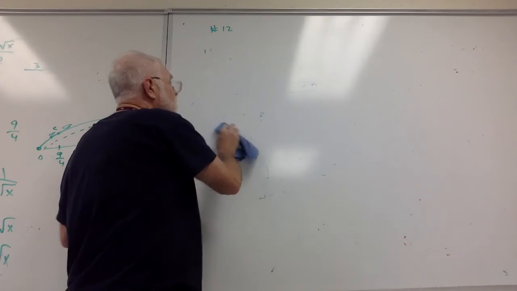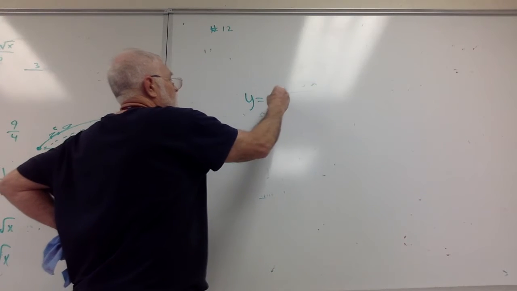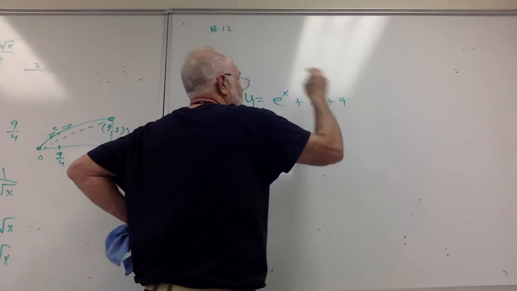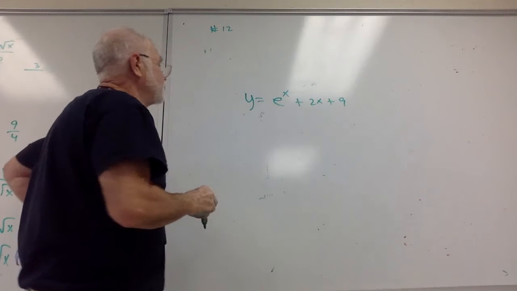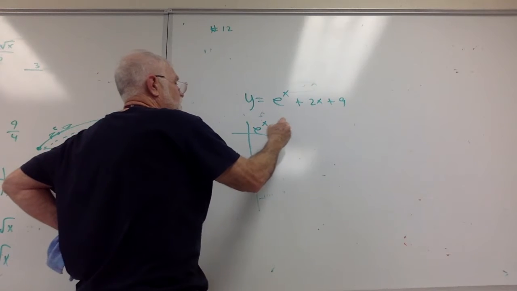How would you do y equals e to the x plus 2x plus 9? How would you do that one? I got to find a point on the curve. E to the x plus 2x plus 9.